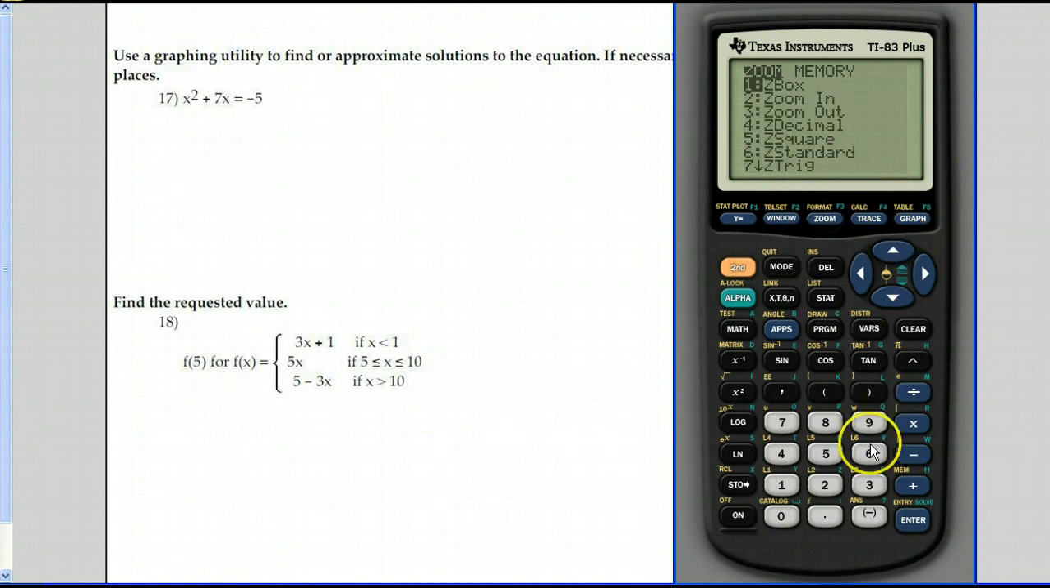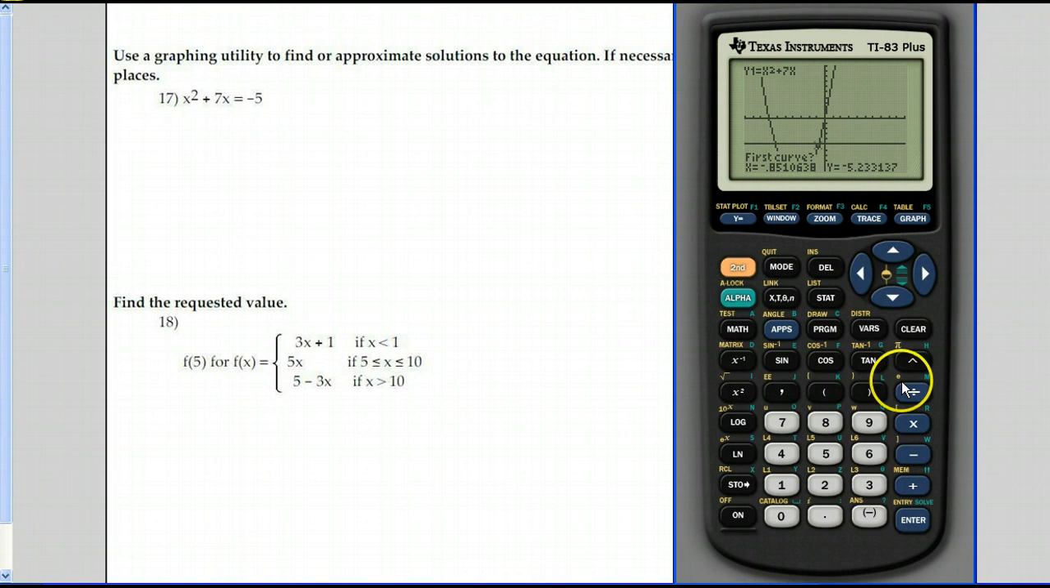I want to hit zoom 6 because I don't know what my window was before. Graph it, and we want those two intersections. So second calc, option 5 is intersect. Alright, first curve, that's the quadratic. Second curve, that's our horizontal line. There's a guess. So there's one solution. Alright, to 3 decimal places, that's negative 0.807.